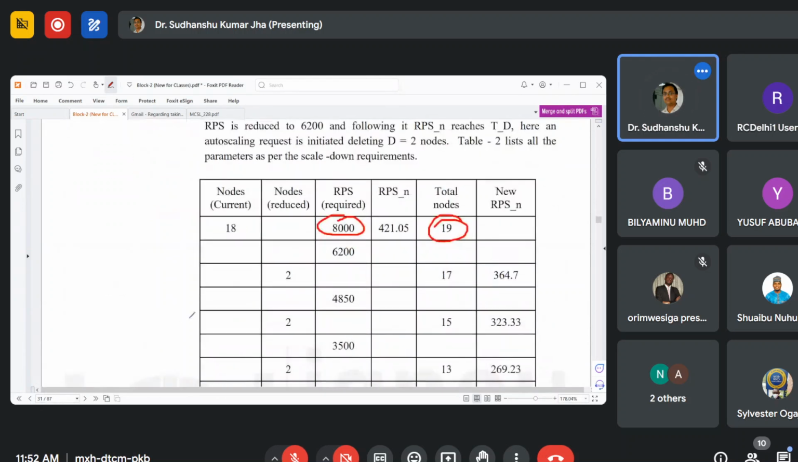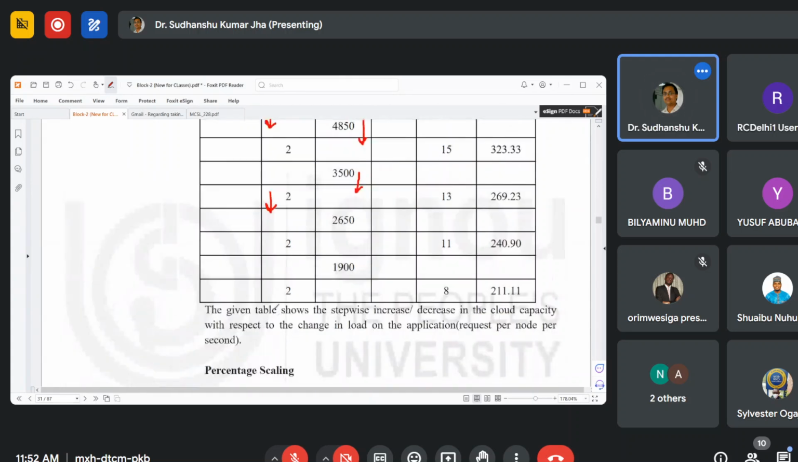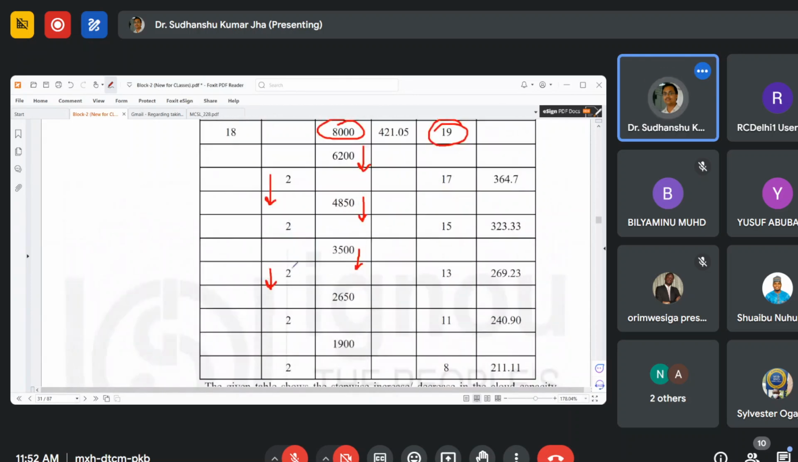Now after some time, you can see that the RPS, requests per second, is going to decrease. So you are scaling down the number of resources per unit of time. So you can see that you are increasing as well as decreasing. So that is the fixed amount of scaling up or scaling down.